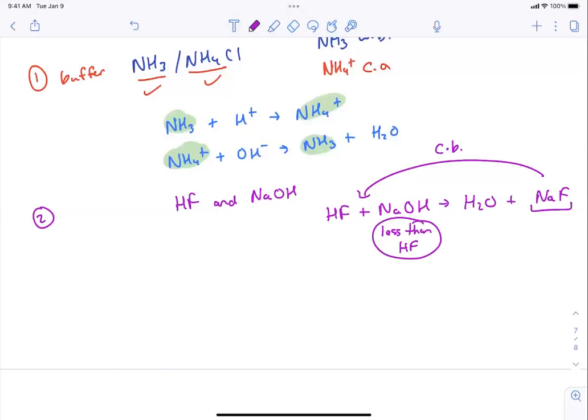Remember, a buffer has to have the weak acid and its conjugate base in there. If you add too much NaOH, you'll react all the HF away, and then it won't be a buffer anymore. You want to react just enough so that you make some NaF, but you still have some HF left over, so these two things can act as a buffer together. That would be you calculating the moles of each that you need.